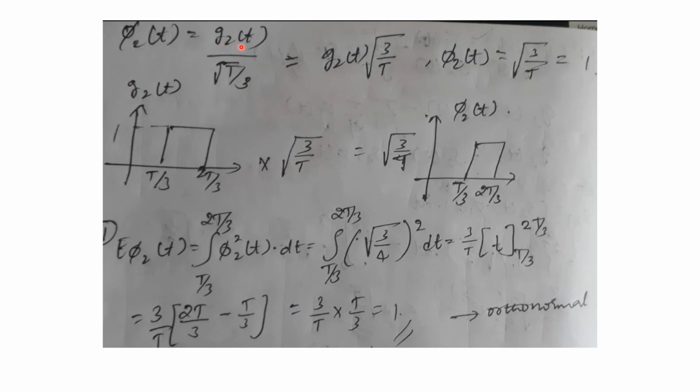Now, phi2 of t is equal to g2 of t divided by square root of T by 3, which is equal to g2 of t into square root of 3 divided by T. After simplification, we get 1. Here we plot the graphs, and the energy of phi2 of t is equal to the integral from T by 3 to 2T by 3 of phi2 squared of t dt, the integral of T by 3 to 2T by 3 of square root of 3 by T whole squared dt. After simplification, we get the energy of phi2 of t equal to 1. When it is equal to 1, it is called orthonormal.